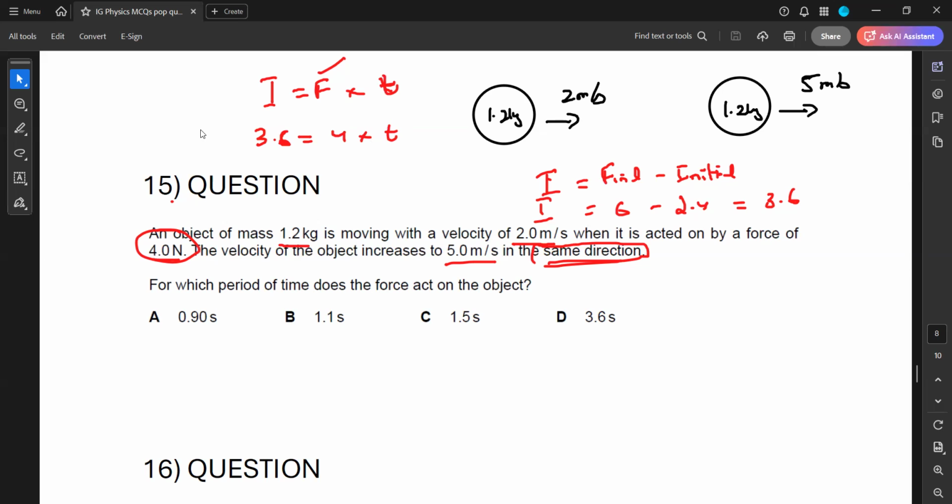Time is multiplied on one side, so on the other side it is divided. So 3.6 divided by 4. What is 3.6 divided by 4? It is equal to 0.9 seconds. So it will take 0.9 seconds to change the momentum, or change the speed, from 2 meters per second to 5 meters per second. Is it clear? Question 15. Yes, sir.